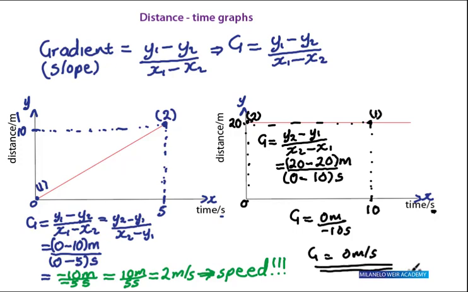So the value of G is 0 meters per second, which means this is the what? This is the speed. The speed is 0. When the speed is 0, the object is not moving. The object is not moving because we have said the gradient of a distance time graph represents what? The speed. We don't just memorize it, we can work it out, and we come out with the units for speed.